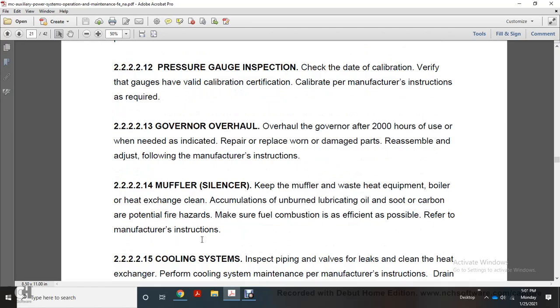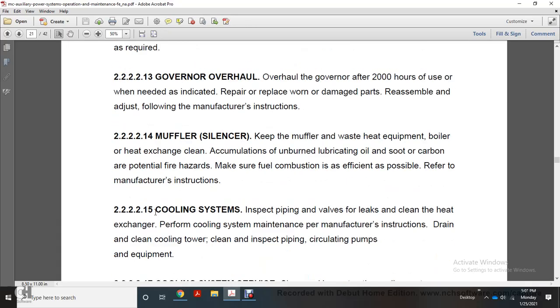Muffler and silencer: keep the muffler and waste heat equipment, the boiler, and heat exchanger clean, since accumulation of unburned lubricating oil, soot, and carbon are potential fire hazards. Make sure fuel combustion is as efficient as possible per the manufacturer's instruction. Cooling system: inspect pipes and piping valves, and clean the heat exchanger. Perform cooling system maintenance per manufacturer instruction.